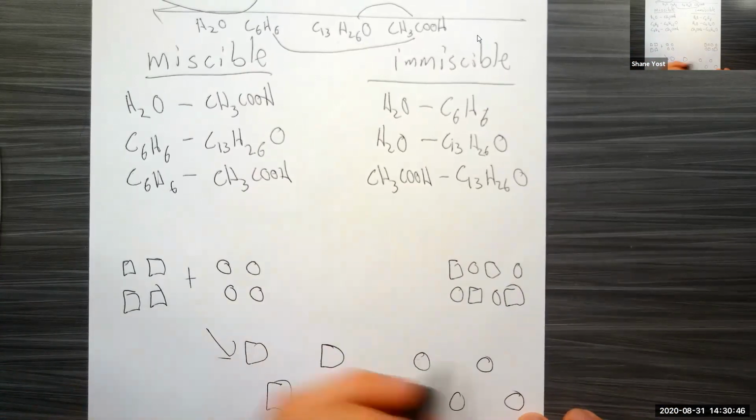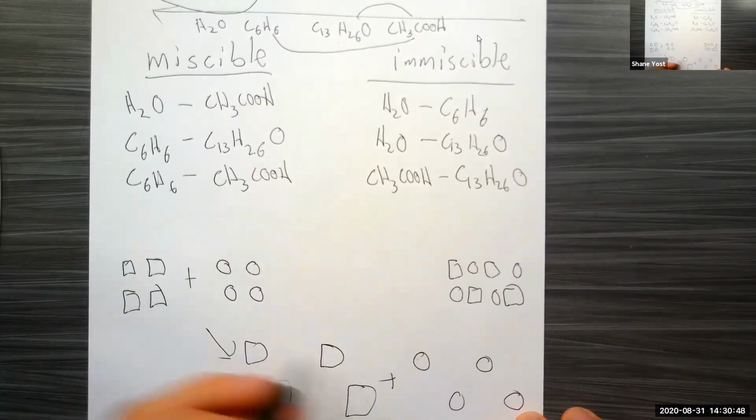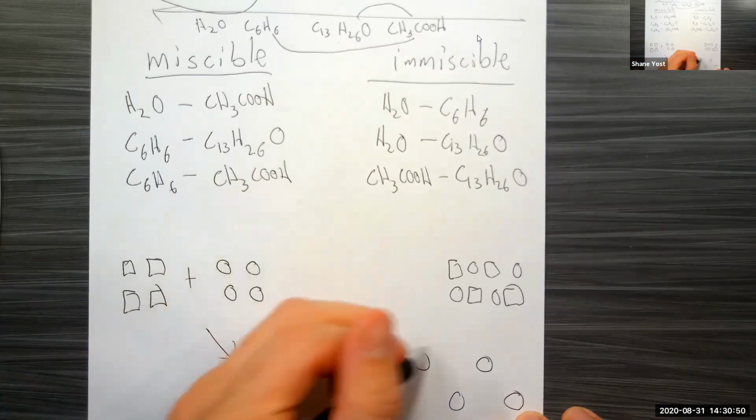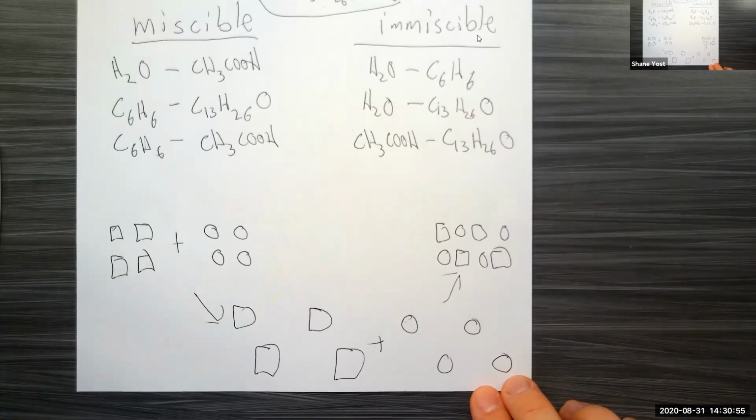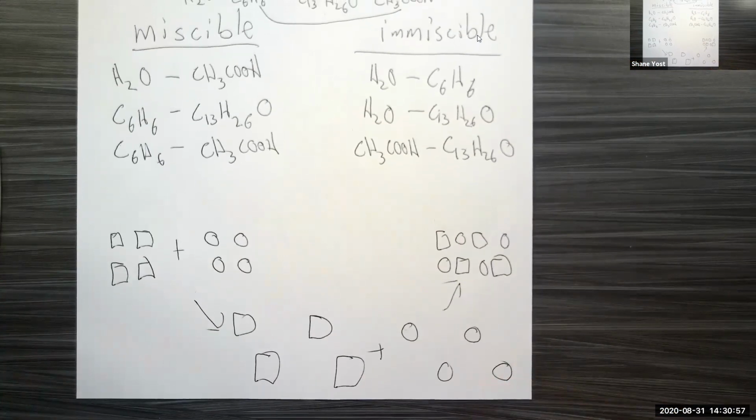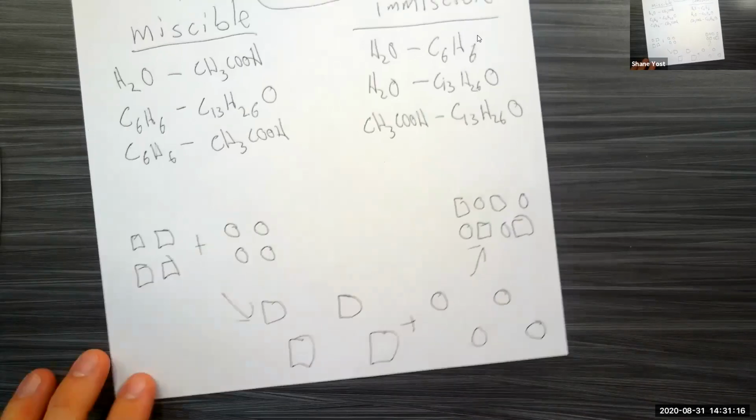Right. So I break these guys apart in order to make room for each other, and then I mix them together. In a solution, it doesn't quite happen like this, where you separate these things out and then mix them together. This happens kind of simultaneously. But as just a thought experiment, we can think about it like this: in order for two things to mix, this is what needs to happen.